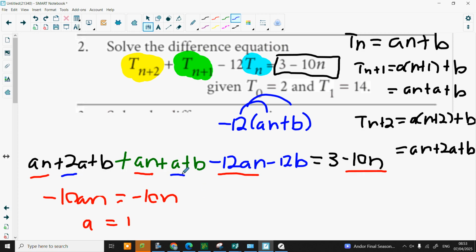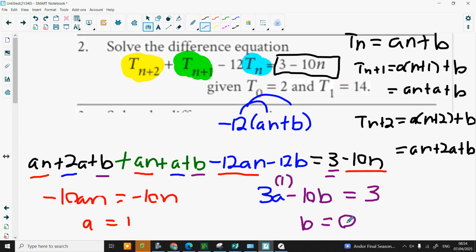2A, A. How many A's is that then? 3 A's, yeah? How many B's? B, 2B, 2B minus 12B, minus 10B. And the answer is 3, something that has no n's in it. Yeah? What do we think next goes? Put the 1 in, and you're going to find out that B is actually equal to 0.